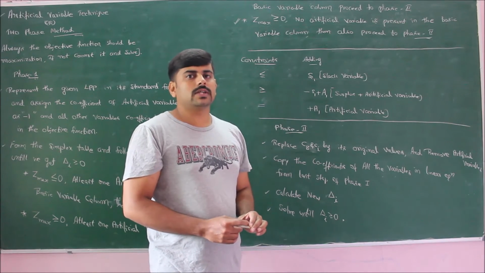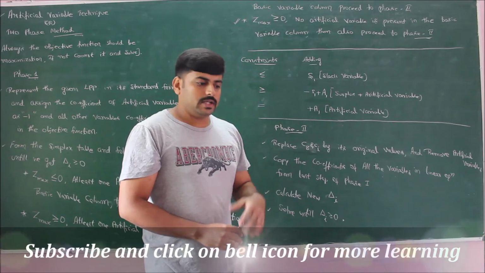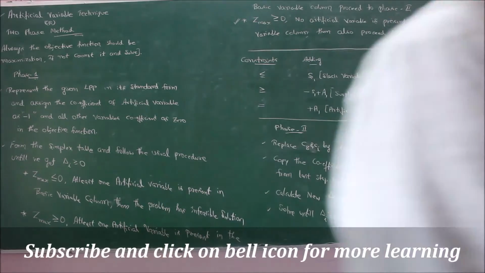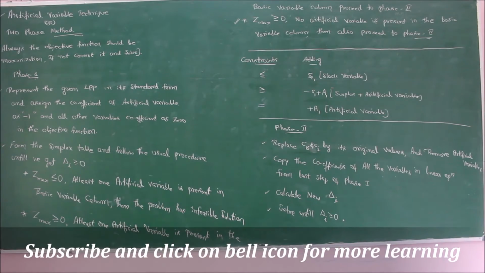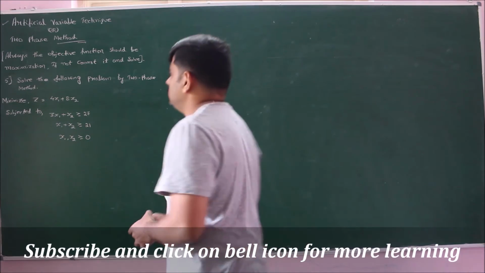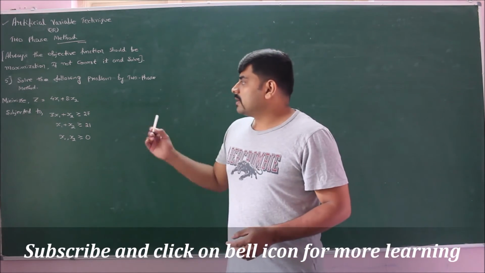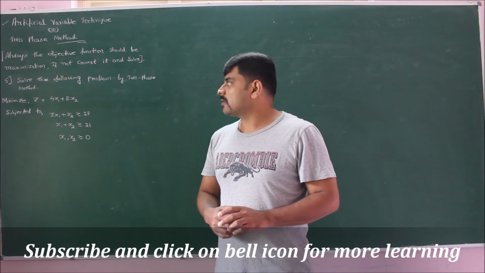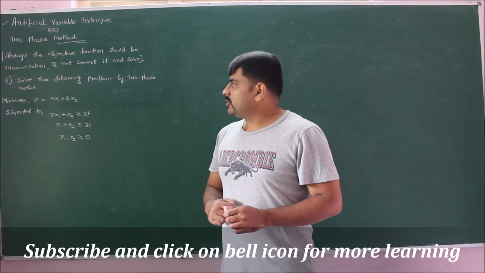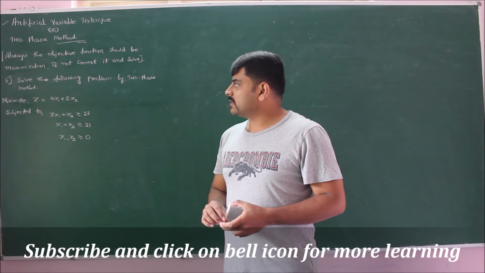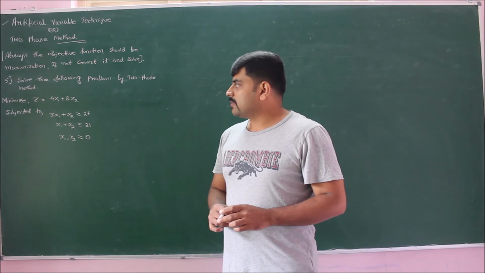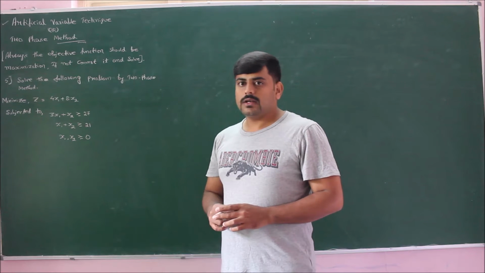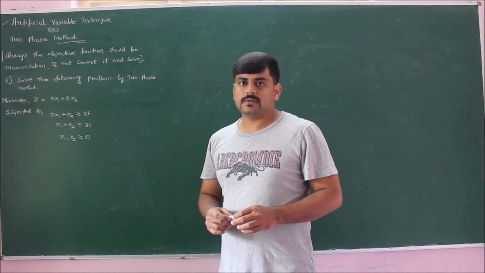Let me wait for a while so that you can copy this down, and in today's lecture we will be solving the first problem on the two-phase method. The problem number 1 on the two-phase method and the fifth problem of our discussion on linear programming problems states: solve the following problem by the two-phase method. Minimize z is equal to 4x1 plus 2x2 subject to 3x1 plus x2 greater than or equal to 27, x1 plus x2 greater than or equal to 21, and x1 and x2 are positive values.